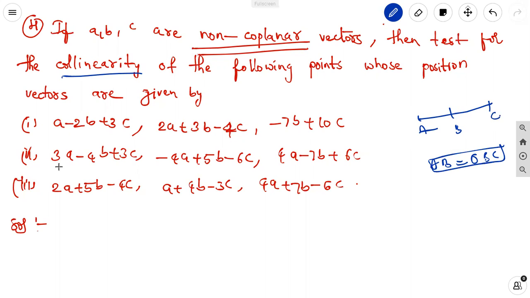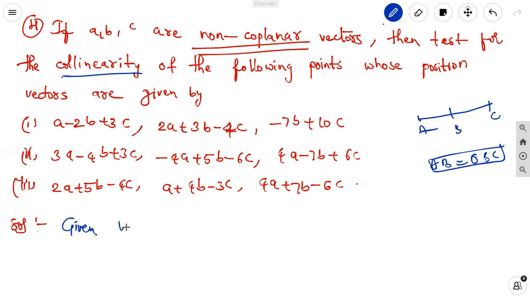The second problem is 3a minus 4b plus 3c, minus 4a plus 5b minus 6c, 4a minus 7b plus 6c. The third one is 2a plus 5b minus 4c, a plus 4b minus 3c, 4a plus 7b minus 6c. First, we take the given vectors.